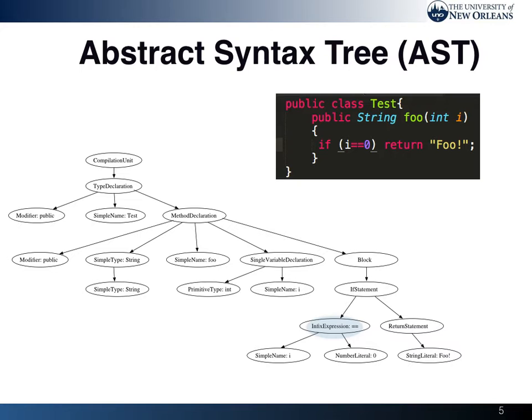In this abstract syntax tree representation of the source code, we see an expression inside an if statement. The if statement is inside a block, and the block is inside a method declaration, and the method declaration is inside a class or type declaration, and the compilation unit is always the root of the AST.